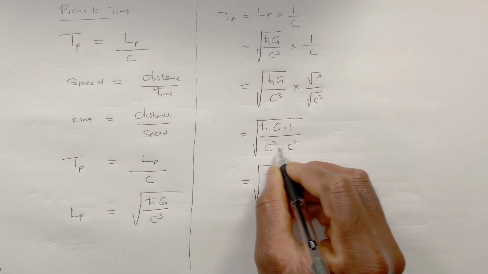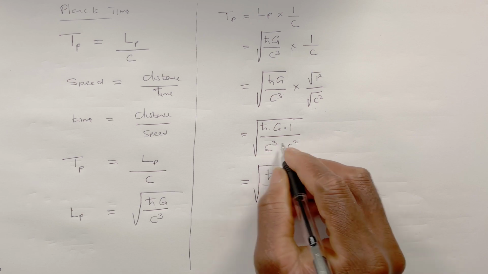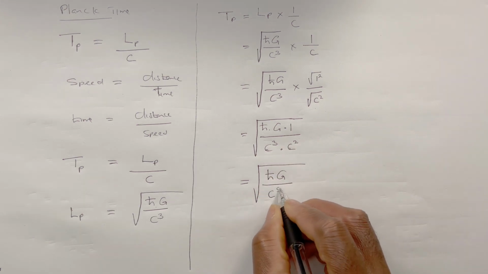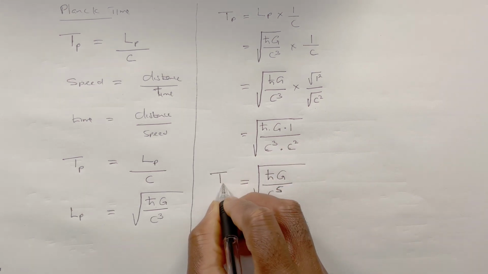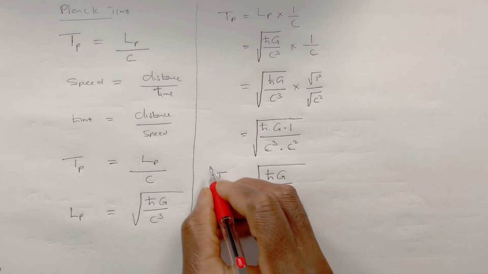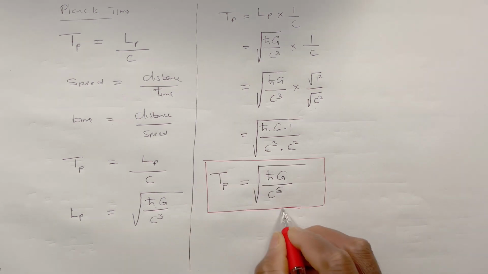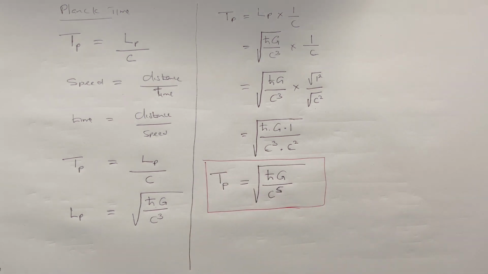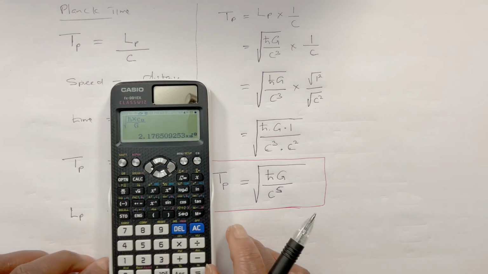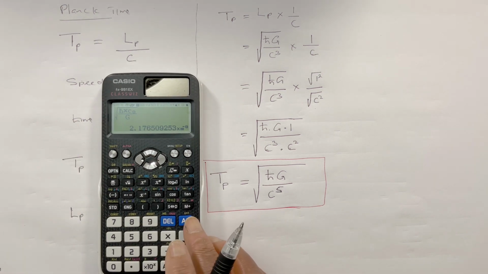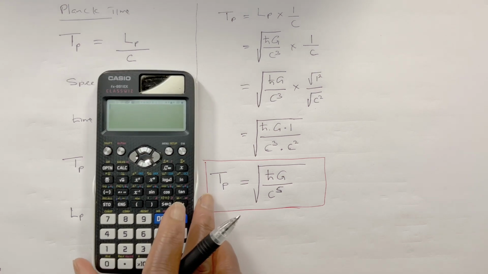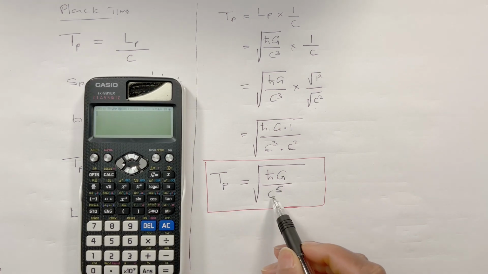When you're multiplying the base, you add the power. So that would be c to the power of 5. And that would be the Planck time. So what we could do is obviously work that out. We'll work the Planck time out and see what that value would be. Again, use a calculator for the values of this Planck constant. A universal constant. So these are universal constants.